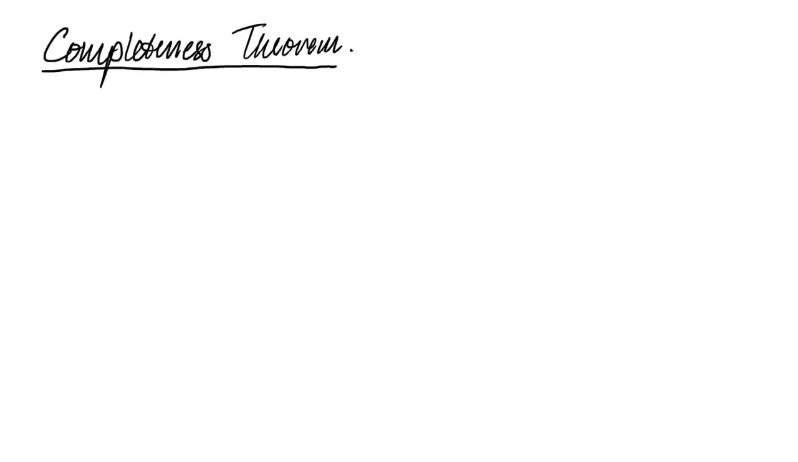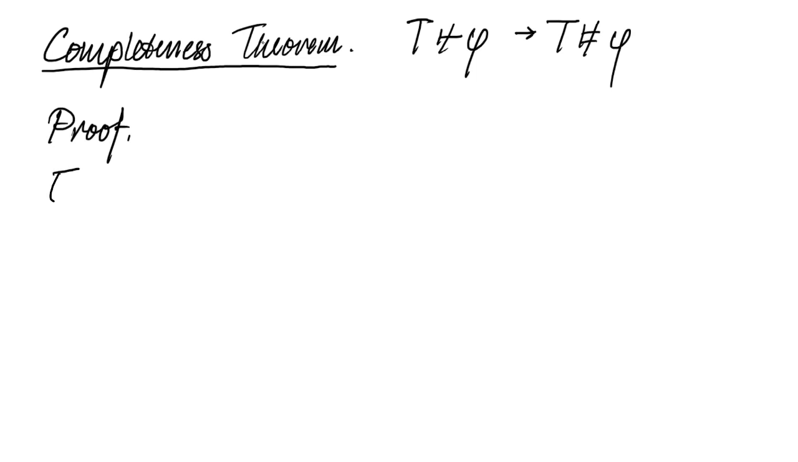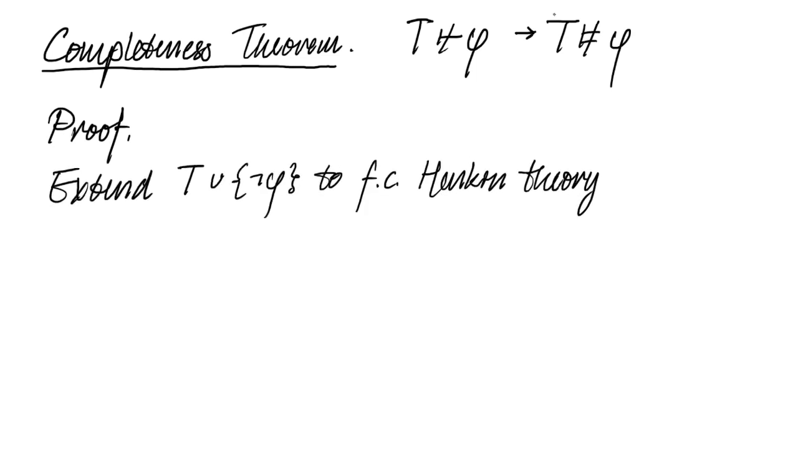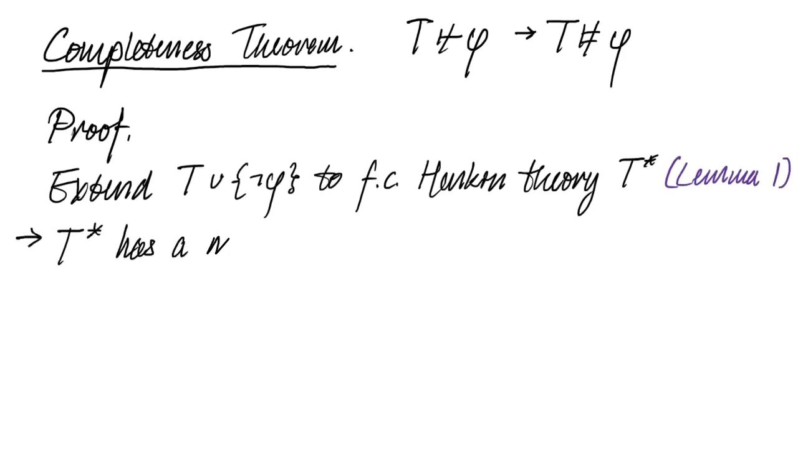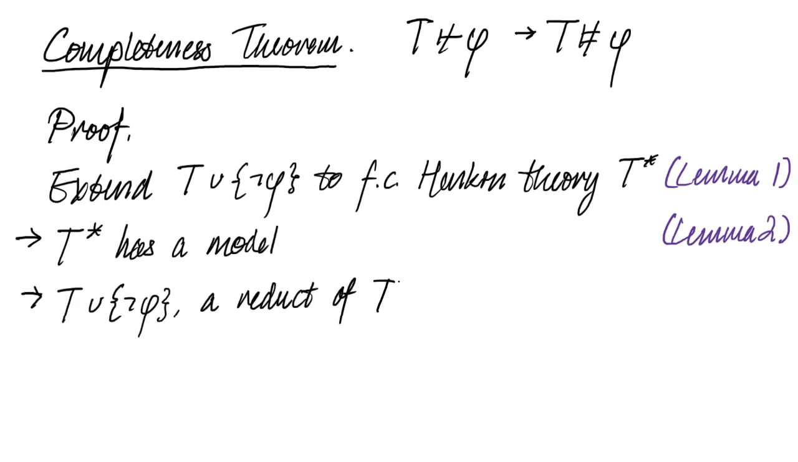Now that we've proven both of our lemmas, we can easily prove the completeness theorem. Recall that we are trying to prove the contrapositive. If phi is not provable in T, then phi is not true in every model of T. We begin by extending T union not phi to a finitely complete Henkin theory T star. This uses lemma 2. By lemma 1, we know T star has a model. Thus, the reduct to the original T union not phi also has a model. This means that phi is not true in every model of T, and we have proven the completeness theorem.